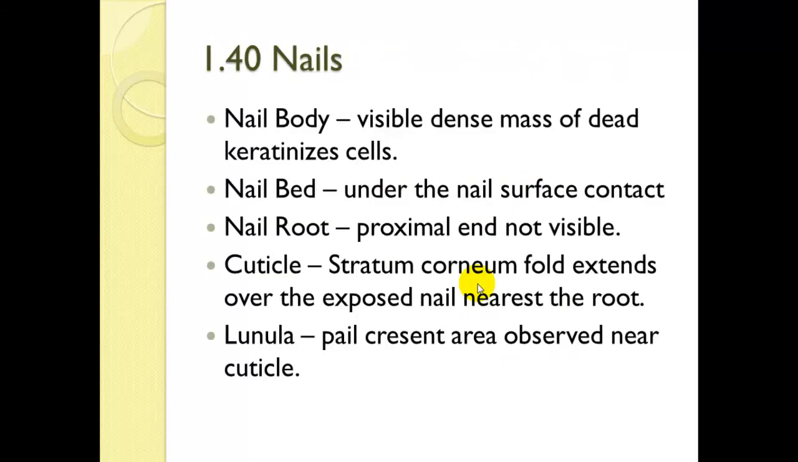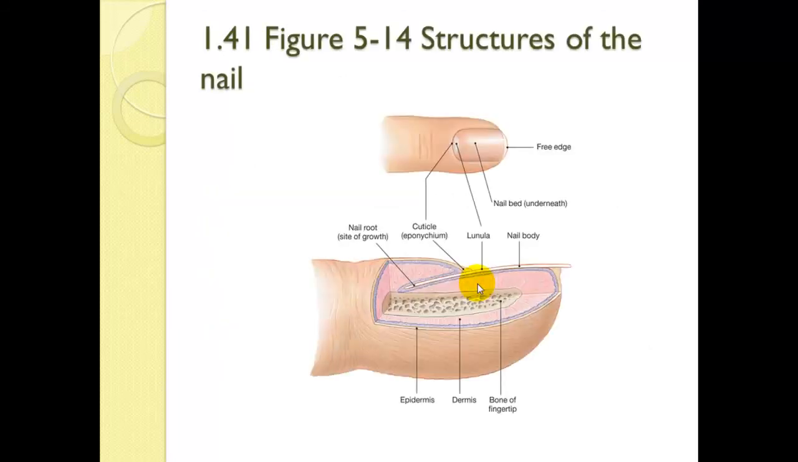Nails. The nail body is pretty much the visible dense mass of dead keratinized cells, and whenever we look at our nails, that's what our nails are. Nail bed, under the nail surface. Nail root, the proximal end, and the nail root is actually not visible. You have a cuticle, which is actually stratum corneum. The fold extends over the exposed nail nearest the root, and the cuticle can actually come out onto the nail itself. And you have the lunula, a pale crescent area observed near the cuticle. And this is the lunula, nail body.